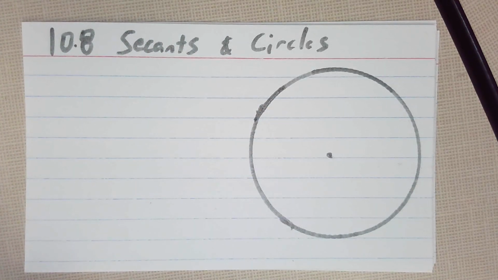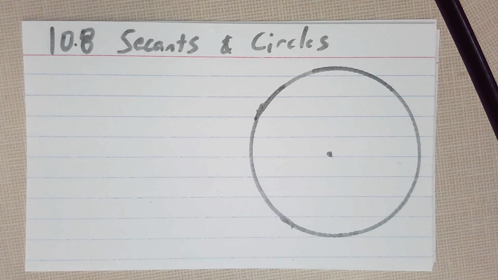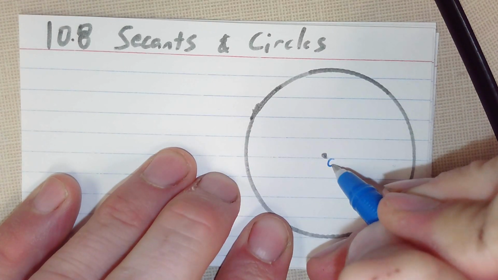All right, so we're going to talk about section 10.8. That's unit 10, section 8. And we're going to cover secants and how they interact with circles and the central angles of circles. And they're pretty straightforward and similar to how they've acted before with intersecting chords and inscribed angles. So we're going to call this circle C, right?